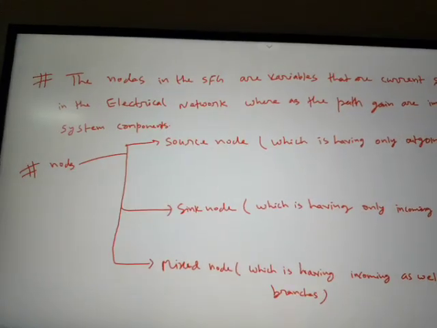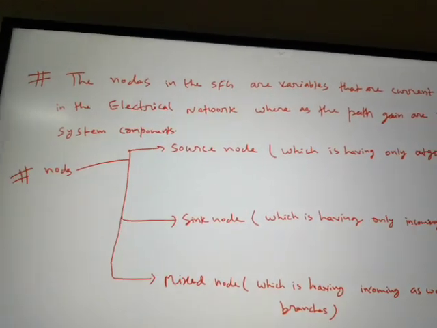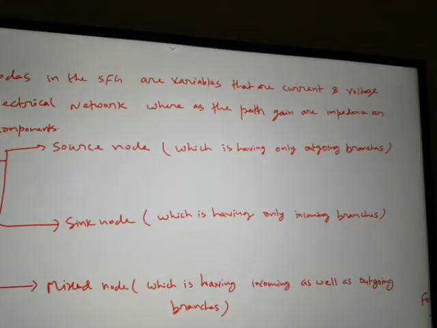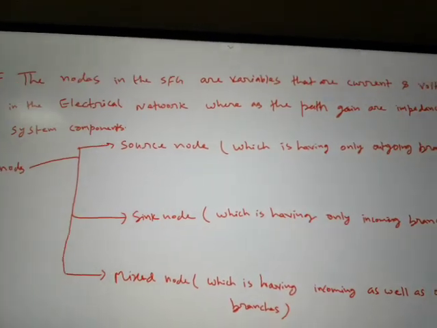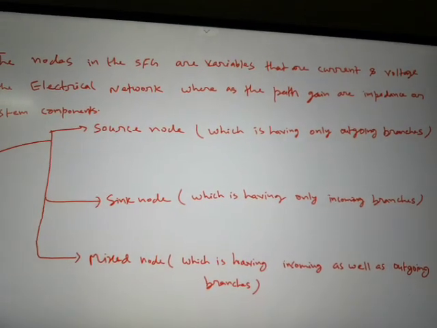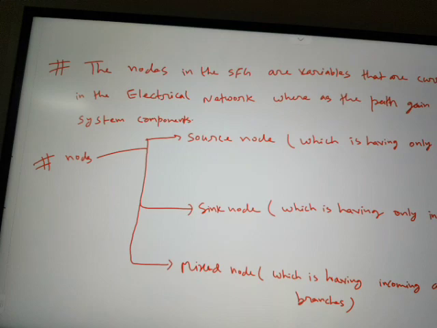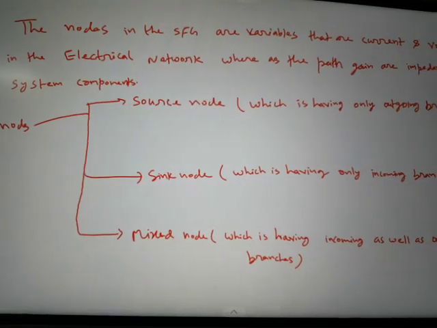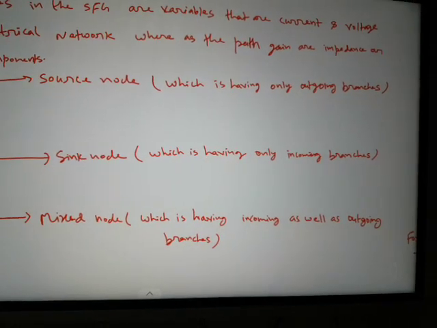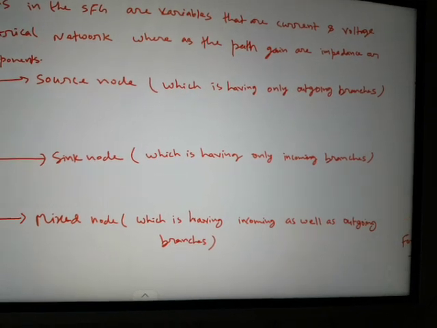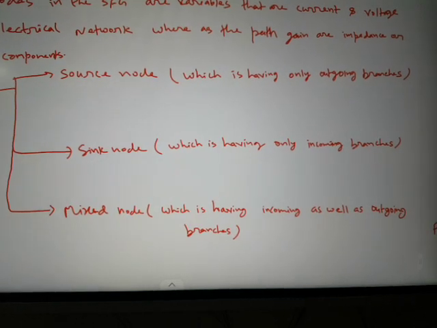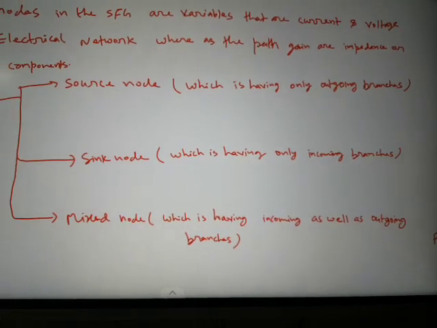Now, terminology in signal flow graph. The nodes in the SFG are variables, such as current and voltage in an electrical network, whereas the path gains are impedances or system components. Nodes are basically of three types: source node, sink node, and mixed node. A source node has only outgoing branches, a sink node has only incoming branches, and a mixed node has incoming as well as outgoing branches.